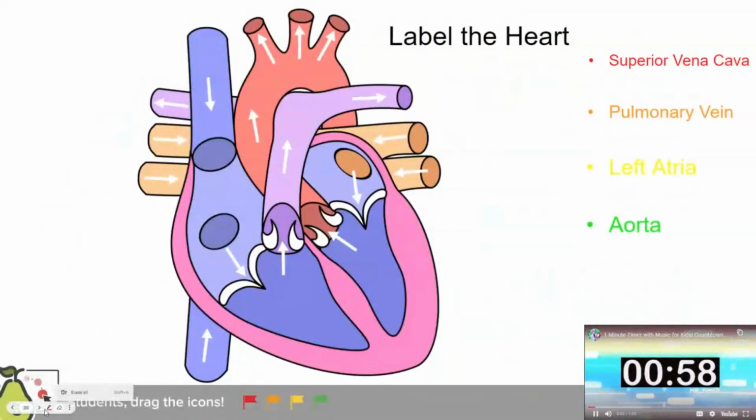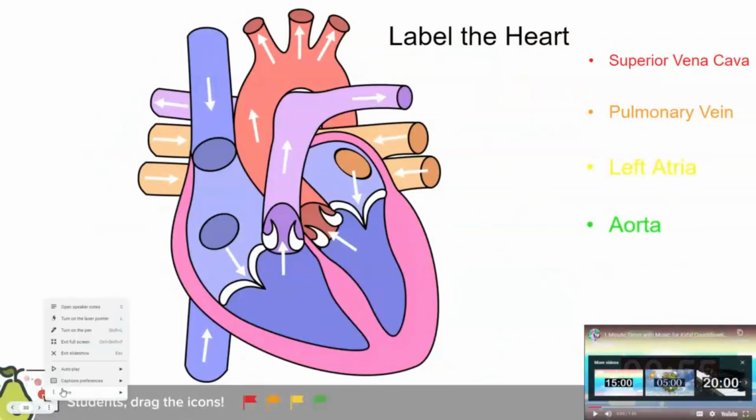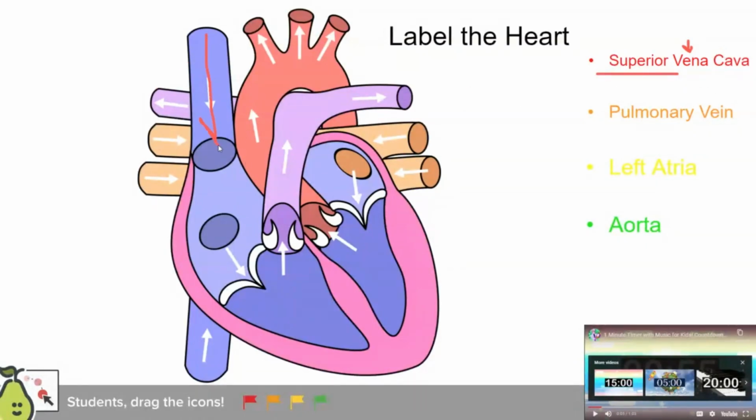All right, let's look at this image here. We are looking for the superior vena cava. Vena means vein, so I'm looking for something going towards the heart. There is a large vessel going towards the heart here and a large vessel going towards the heart here. Both of them are going to dump into this atrium. So I'm going to pick the top one, superior. So this is the superior vena cava.